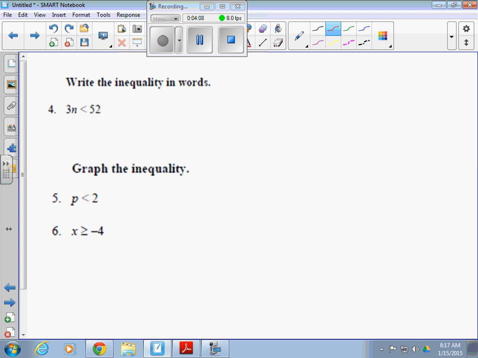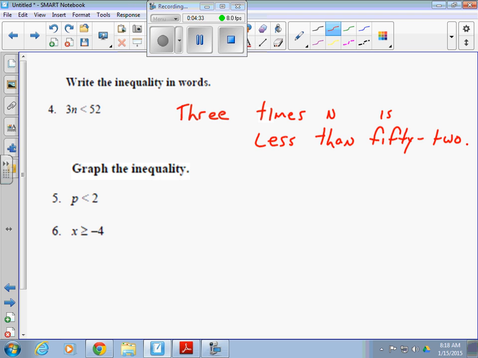Number 4 says write the inequality in words. If we want to write it out in words all the way, we would say 3 times n is less than 52. 3 times n is less than. This is the part they really want you to focus on right here: is less than.